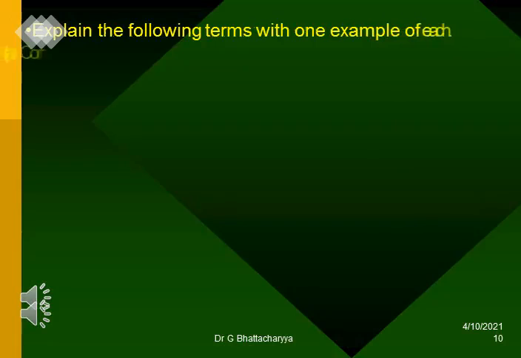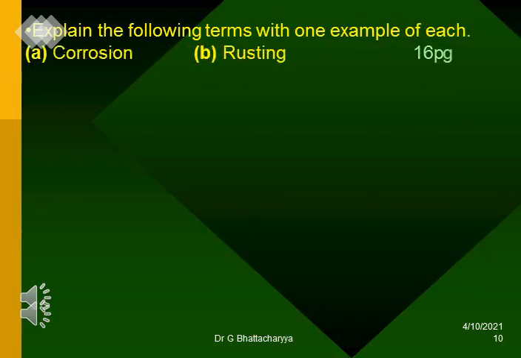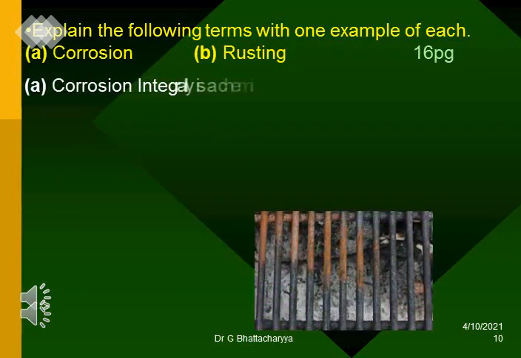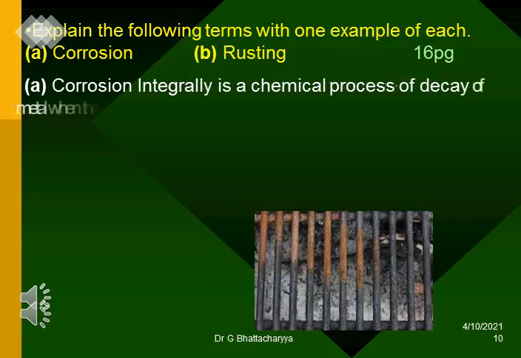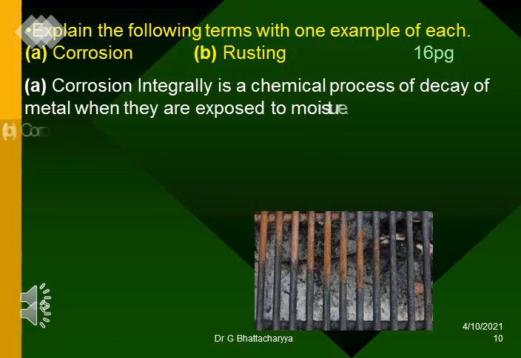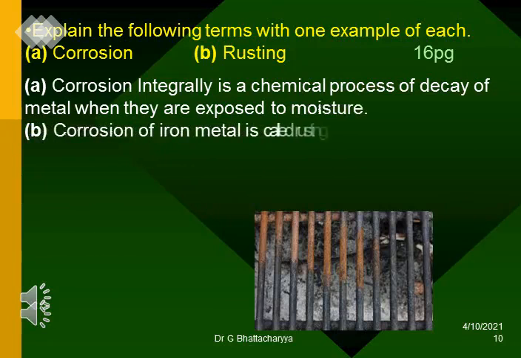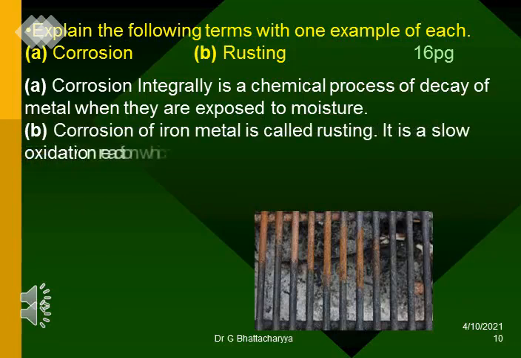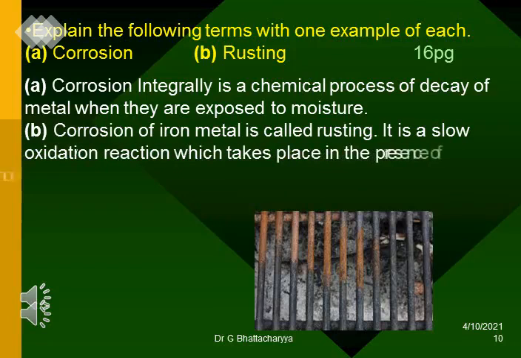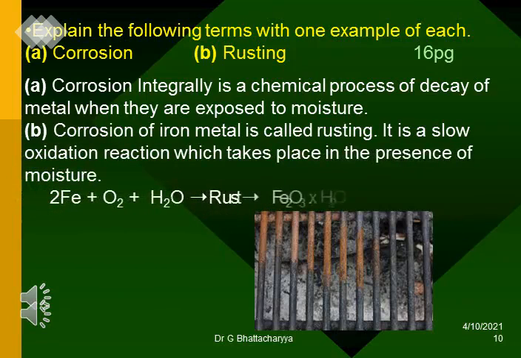Explain the following terms with one example of each. A. Corrosion. B. Rusting. A. Corrosion is a chemical process of decay of metal when they are exposed to moisture. B. Corrosion of iron metal is called rusting. It is a slow oxidation reaction which takes place in the presence of moisture. 2Fe plus O2 plus H2O, rust forms Fe2O3 and H2O plus heat.